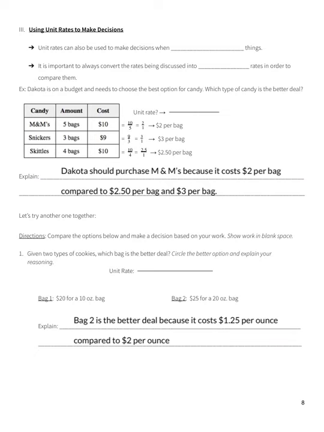So why are we doing this? Unit rates we use unit rates to make decisions by comparing things. So we're comparing those different units. Okay? So let's look over here. Dakota's on a budget. He doesn't have a lot of money, and he needs to choose the best option for candy. He wants to pick the cheapest one, the best deal, because he's a little low on cash.